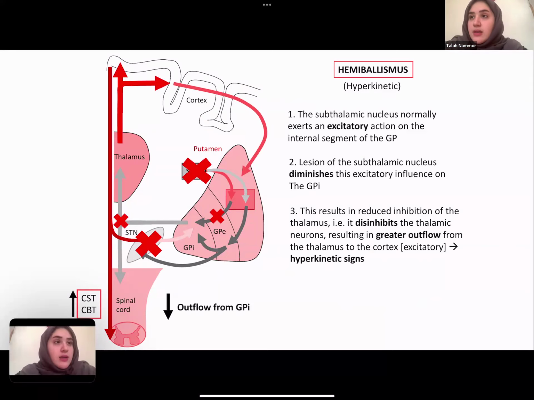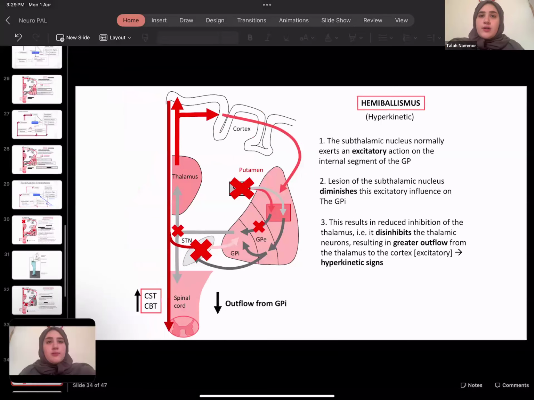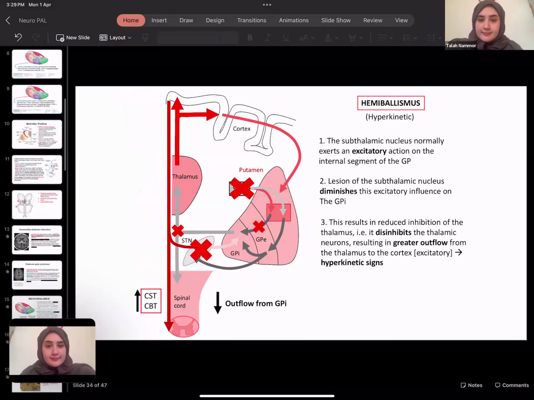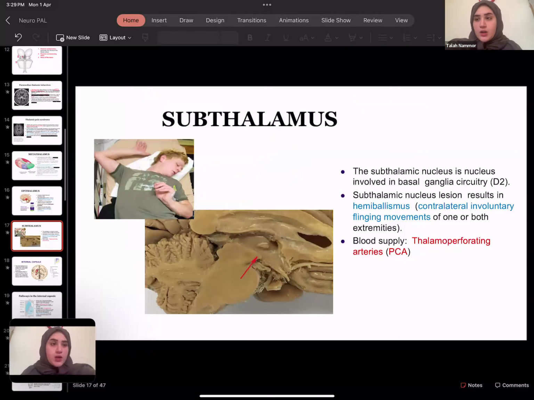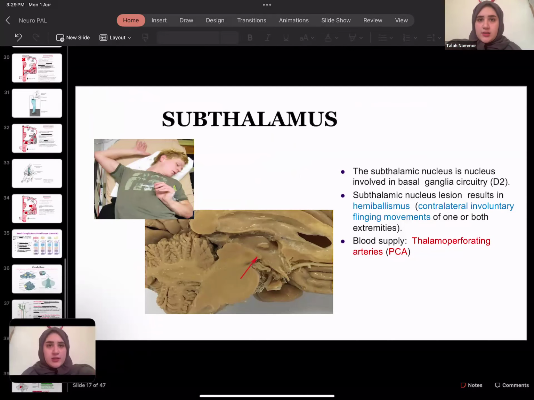Now, hemiballismus. It's also hyperkinetic. Remember at the beginning of the slide, I'll show you. Remember up here, when we said in the subthalamus, if we have a lesion, we're going to have hemiballismus, and it has to do with the D2 cycle. So now we're going to talk about hemiballismus.